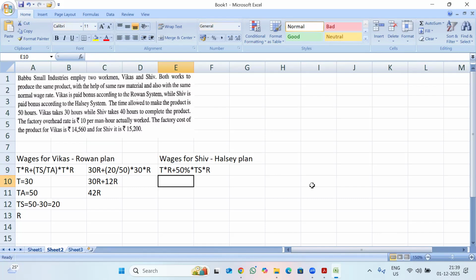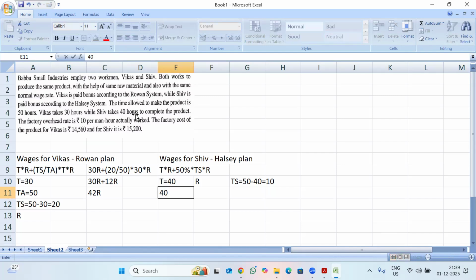So here Shiv's time taken is 40 hours. So T is 40 hours. Again, I don't know R, so let us assume R as rate. Time saved: my standard time is 50. I have taken only 40 hours, so time saved is only 10 hours. So I'm just applying in the formula.